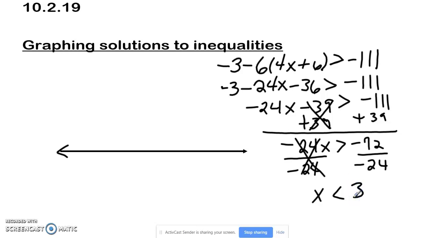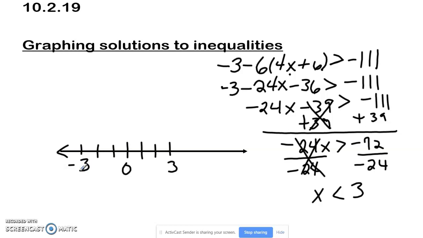Wonderful. Okay, so I'm going to pick a number less than 3, and I'm going to use 0 because that's an easy one. So I'm going to do a mental check real quick. 4 times 0 is 0. 0 plus 6 is 6. 6 times 6 is 36, but I'm going to subtract that from a -3. So a -3 minus 36 is a -39. Is that greater than a -111? It is. So I know that 0 is part of my solution. And I believe I did my work correctly. So I'm going to put 0 here. There's 3. There's -3.